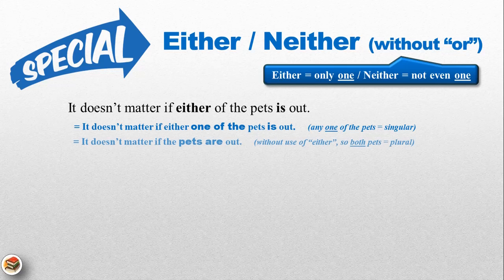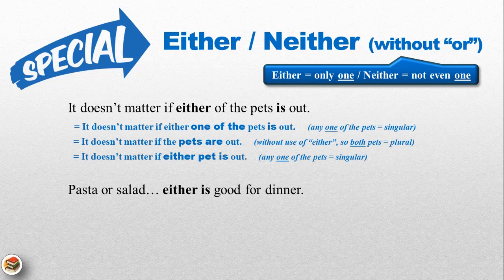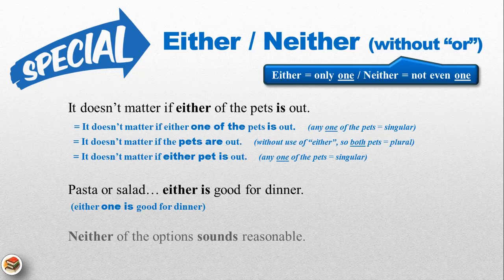You could also say it doesn't matter if the pets are out. That would be the more concise way to say it. Or it doesn't matter if either pet is out. But when you're using either or neither, you're talking about one. Pasta salad or potato salad? Either is good for dinner. We wouldn't say either are good for dinner because it's either one is good for dinner.